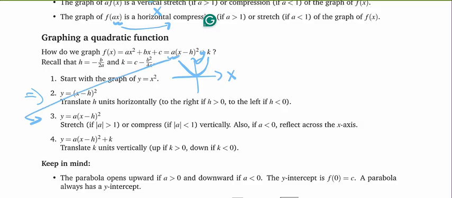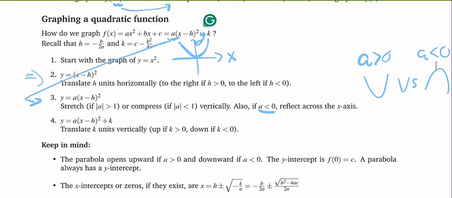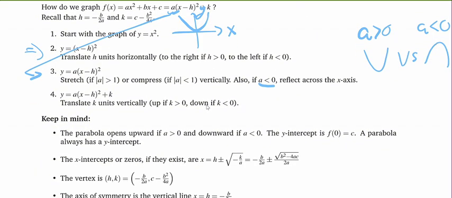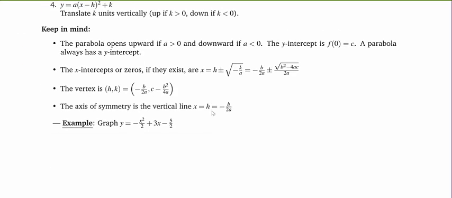Good. That's step 3. And this is a stretch if it's greater than 1, or a compression if it's less than 1. Also, if it's negative, then you would need to reflect it. Remember, smile, happy versus sad. This versus this. This is what we mean by if a is negative. This is a positive and this is a negative. A positive means it's smiling, a negative, it's frowning. Then you add plus k. This is basically translating the graph vertically up or down depending on the sign of the k.